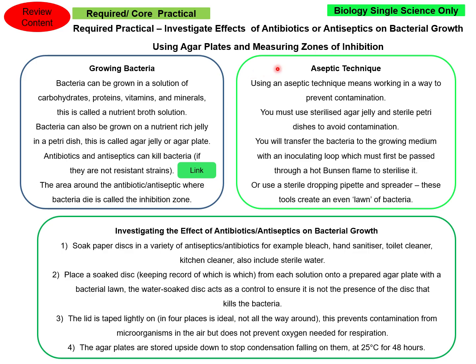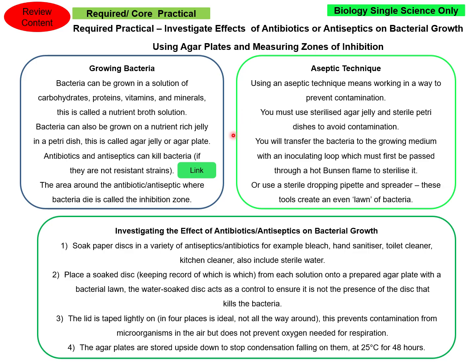The aseptic technique means working in a way to prevent contamination, so it prevents other species of bacteria getting into your investigation. You must use sterilized agar jelly and sterile petri dishes to avoid contamination.